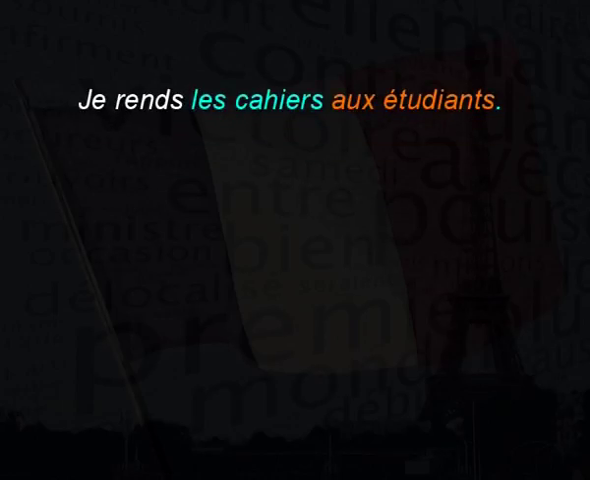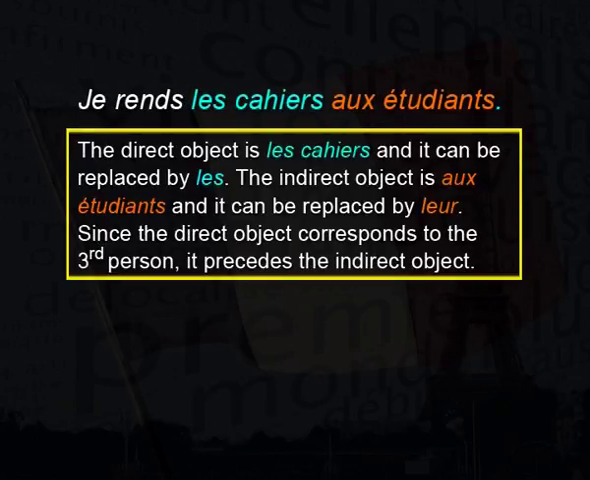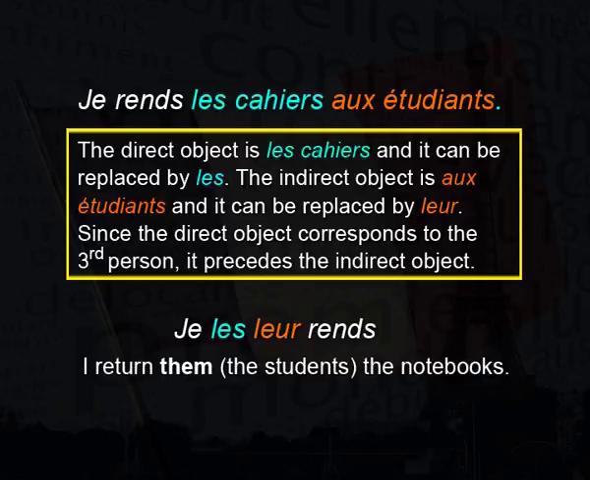Je rends les cahiers aux étudiants. The direct object is les cahiers and it can be replaced by les. The indirect object is aux étudiants and it can be replaced by leur. Since the direct object corresponds to the third person, it precedes the indirect object. Hence, the answer is Je les leur rends. This sentence translates as I return them, the students, the notebooks.